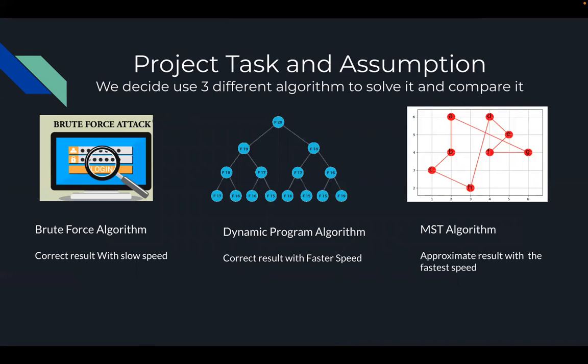So for the project task and assumptions, we decided to use 3 different algorithms to solve it and compare them. The first one is the most intuitive one, the brute force algorithm. It's going to try every possibility and find the optimal solution. The second one is a dynamic programming algorithm. This one focuses on figuring out subproblems in order to get the final solution, and it comes out with a correct result with faster speed. And the last one is the MST algorithm. This MST algorithm comes out with an approximate result with a faster speed.